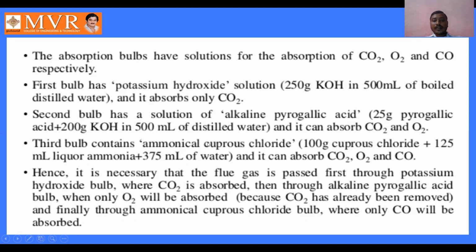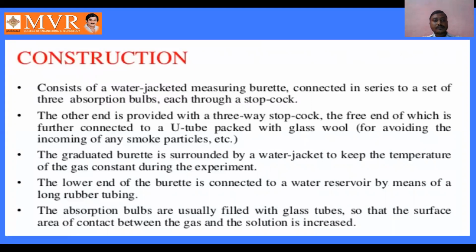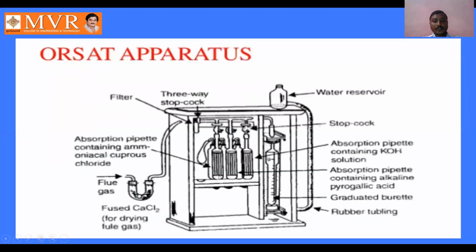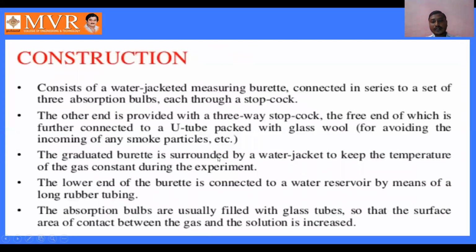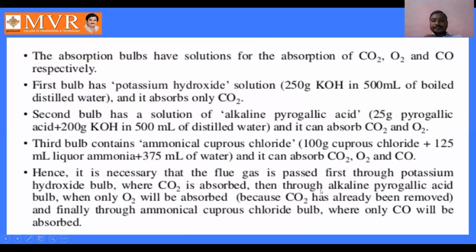The third bulb contains ammoniacal cuprous chloride plus 120 ml liquor ammonia plus 375 ml of water, and it can absorb CO2, O2 and CO gases. Hence, it is necessary that the flue gas is passed first through the potassium hydroxide bulb, where CO2 is absorbed.